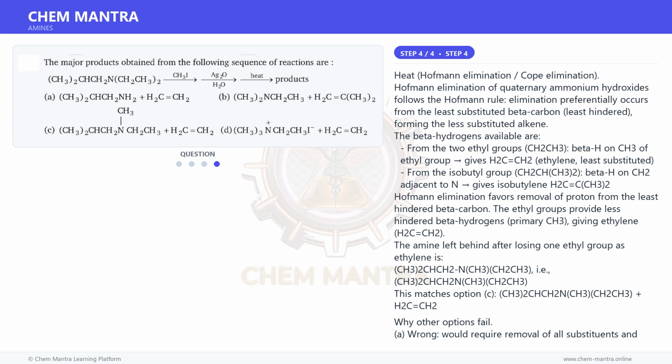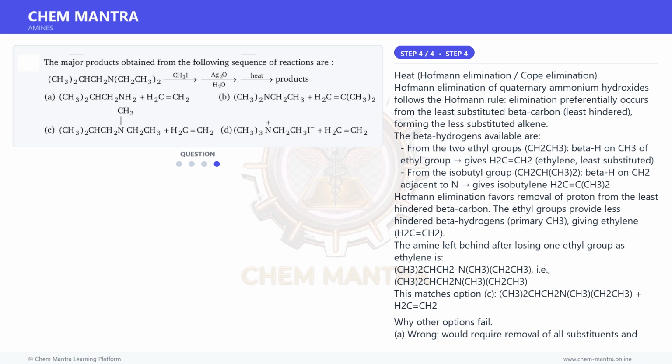The amine left behind after losing 1 ethyl group as ethylene is (CH3)2CHCH2N(CH3)(CH2CH3). This matches option C, (CH3)2CHCH2N(CH3)(CH2CH3) plus H2C=CH2.